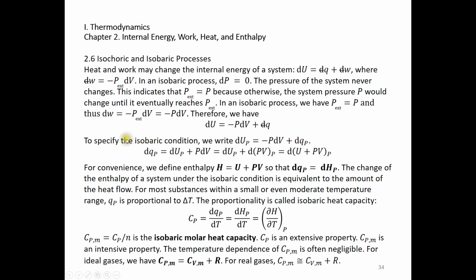Alright, now to specify the isobaric condition, dU sub P is negative P dV plus dq sub P. And we have this equation: dq sub P is dU sub P plus P dV. We just move this P dV to the left hand side. Because pressure is constant, we can move this P back into the differential.